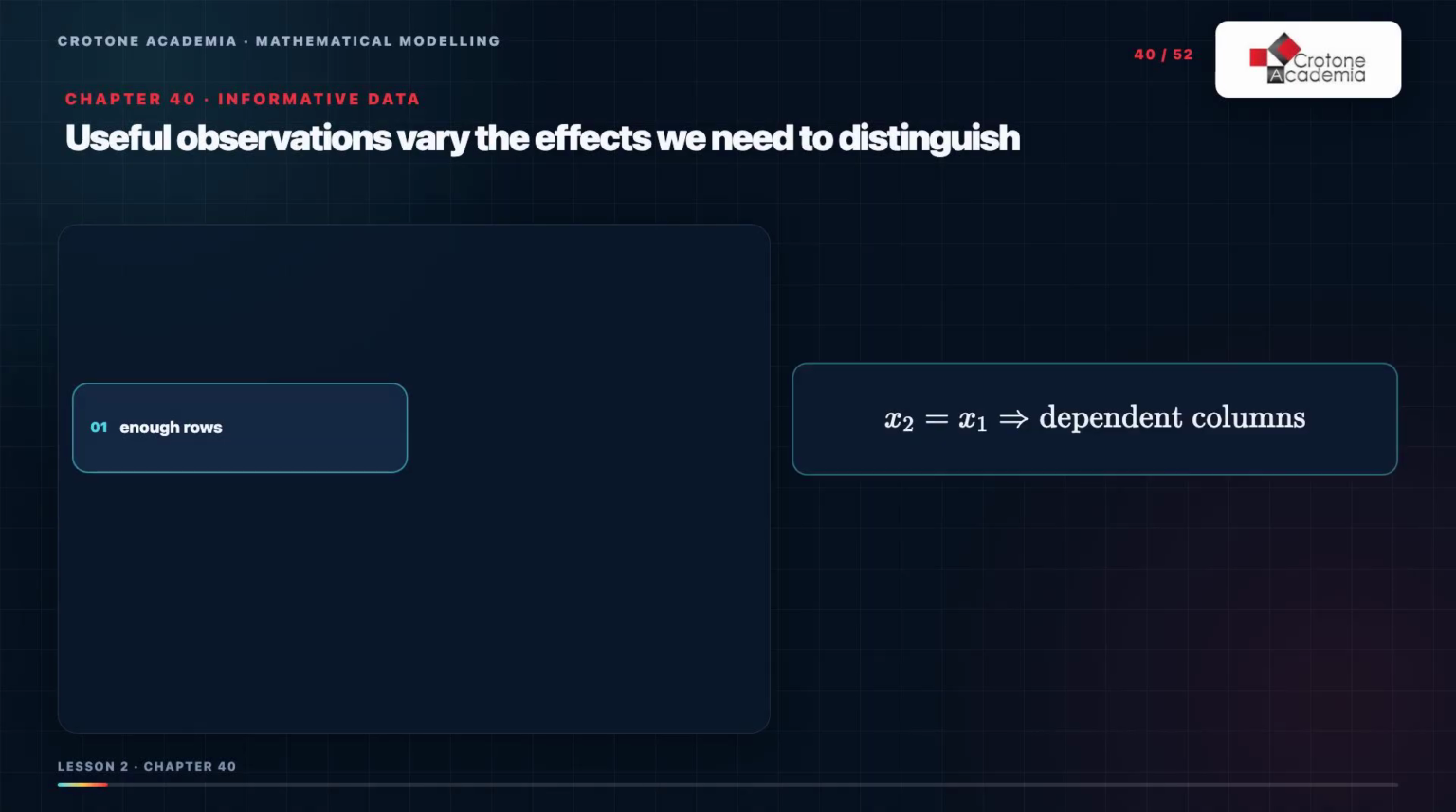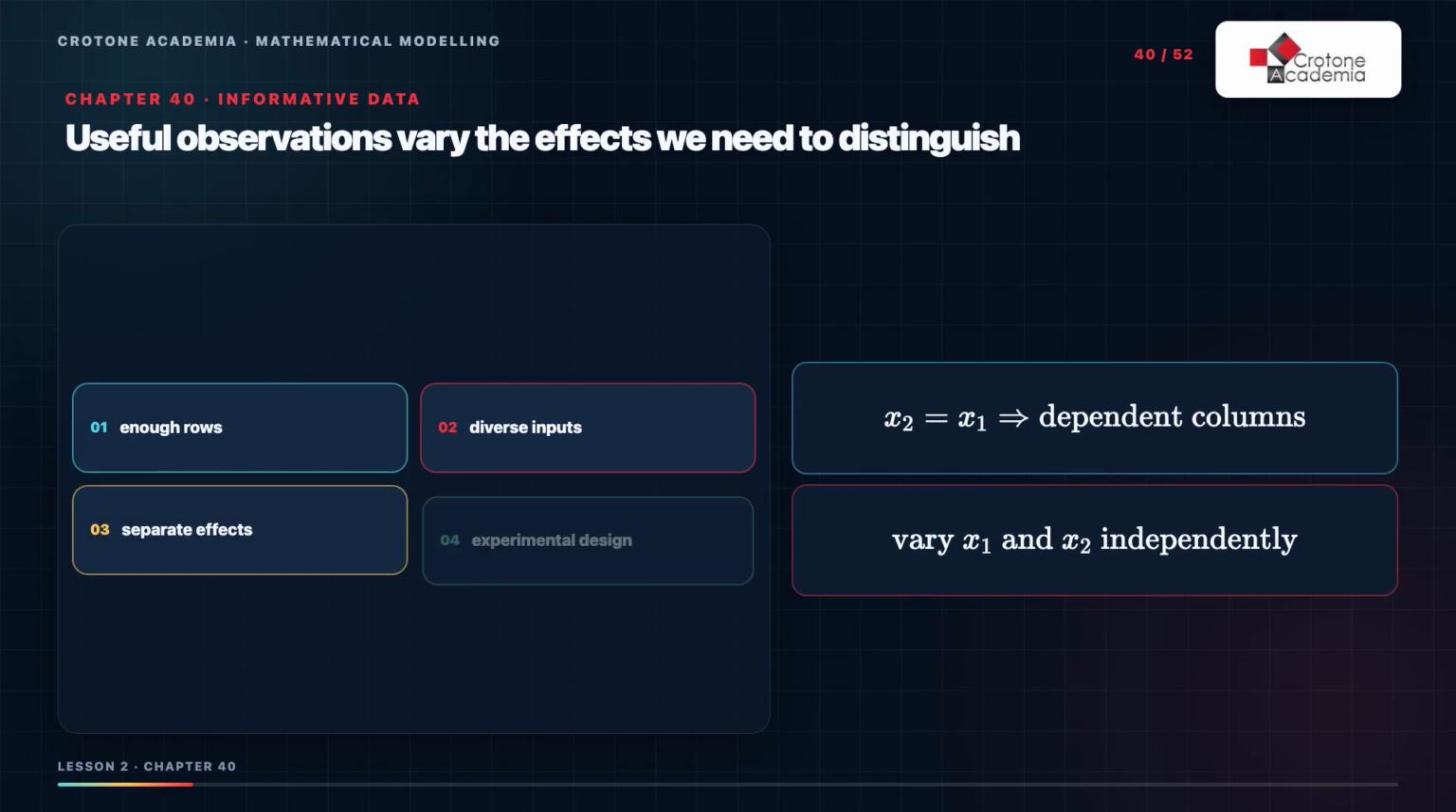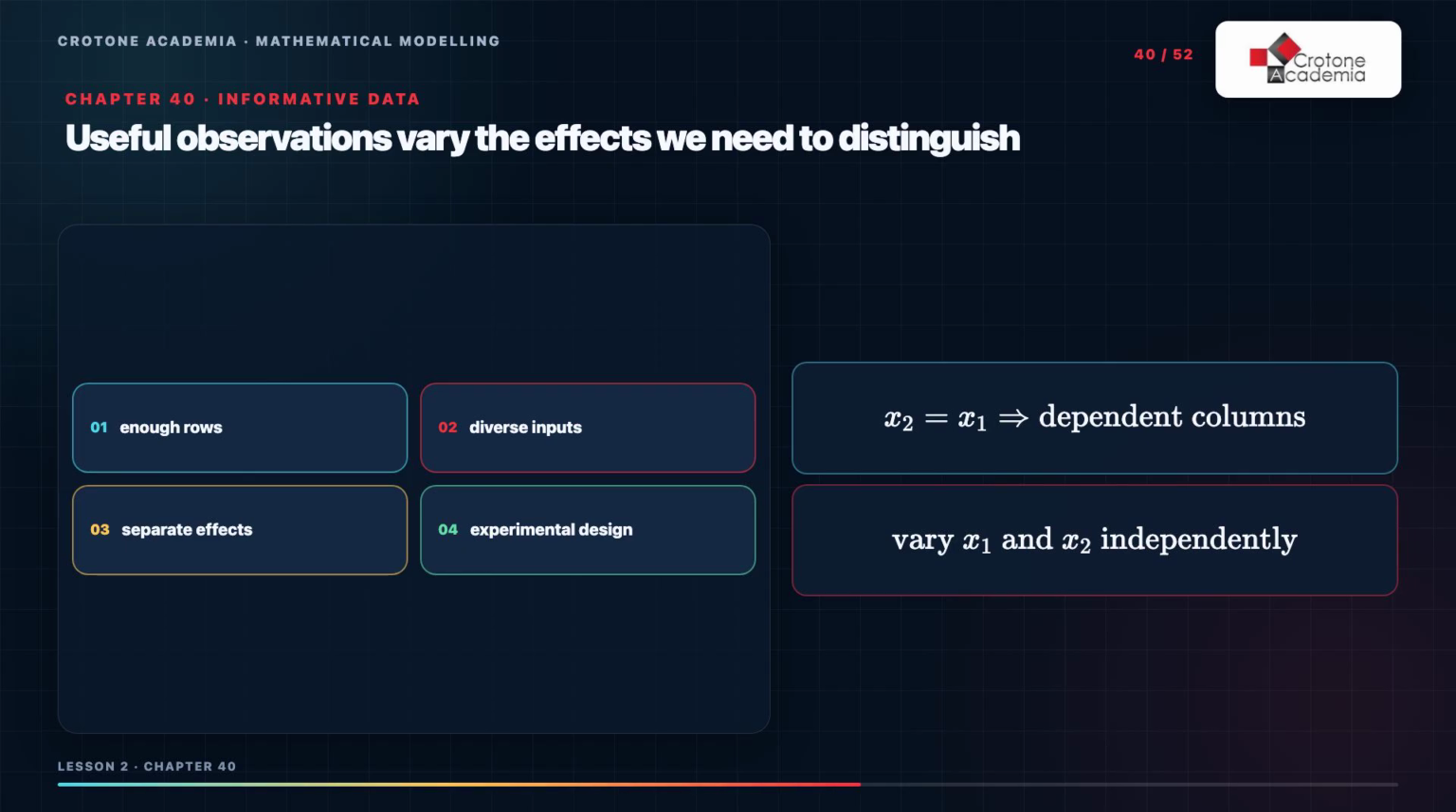Suppose a model contains x1 and x2, but they are equal in every observation. More rows repeat the same combined direction, and cannot separate the two weights. Good data, therefore, require both quantity and diversity. Experimental design asks how to observe or control situations so the relevant inputs vary independently enough to distinguish their effects. Rank is not merely a property checked after data collection, it can guide how informative data should be collected.